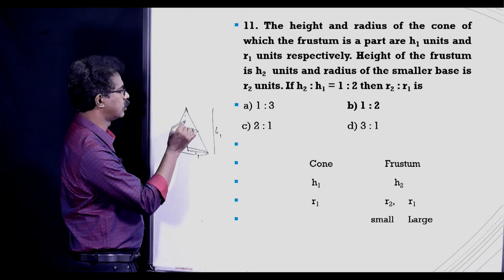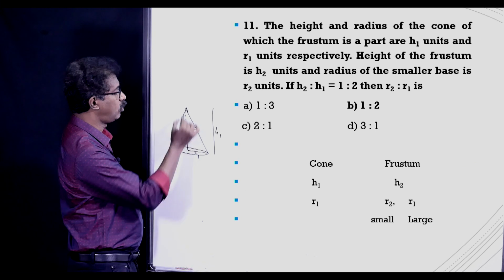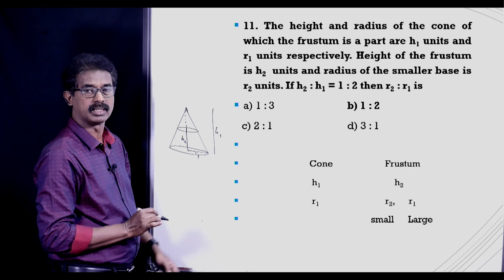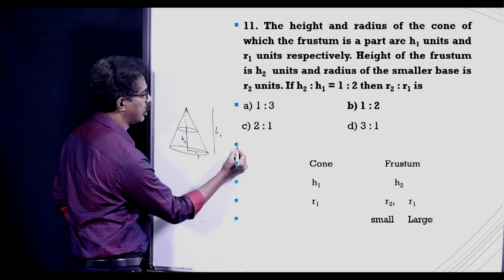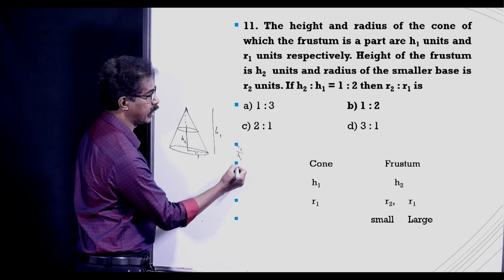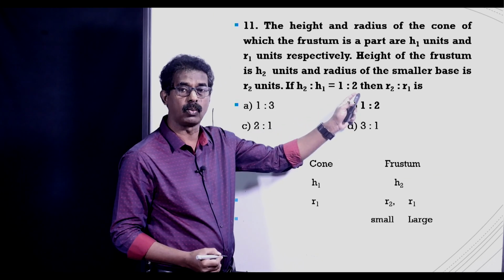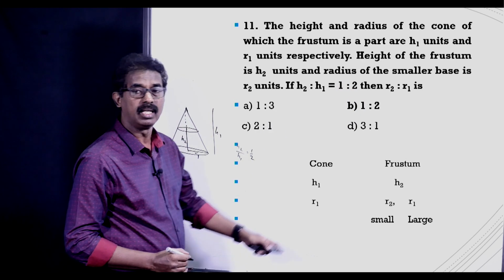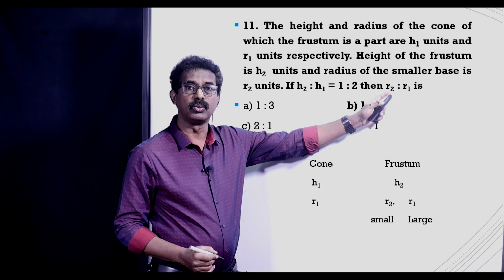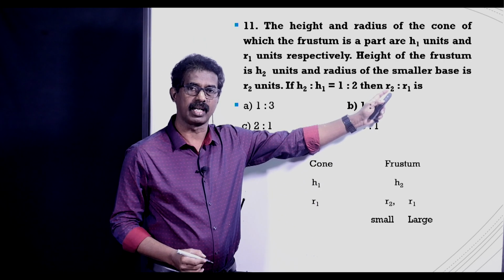I'm just extending this, okay? Only this is H2. The full height is H1, right? Also given H2 is to H1, or H2 by H1 is equal to 1 is to 2, 1 by 2. What did they ask to find? They asked to find R2 is to R1, right?